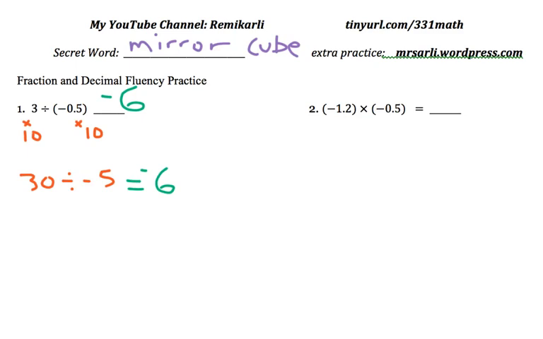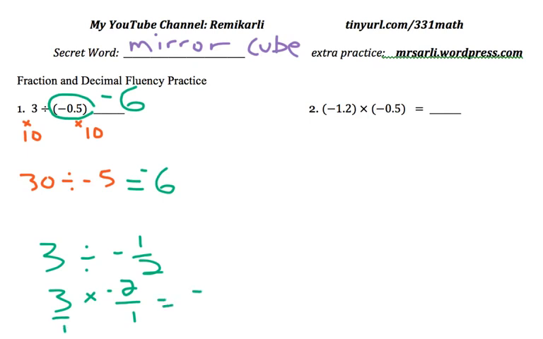If you didn't want to do it as a decimal problem, you could have rewritten the original problem like this. Because negative 5/10 is the same as negative 1/2. Then you could have multiplied by the inverse of negative 1/2, which is just negative 2, or negative 2 over 1. And then that would equal negative 6 over 1, which again equals negative 6.